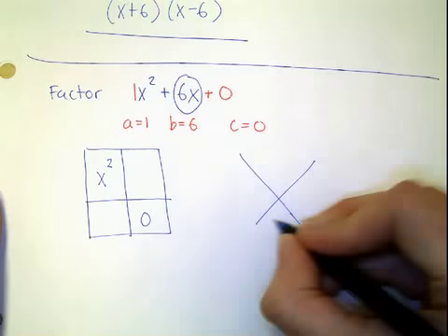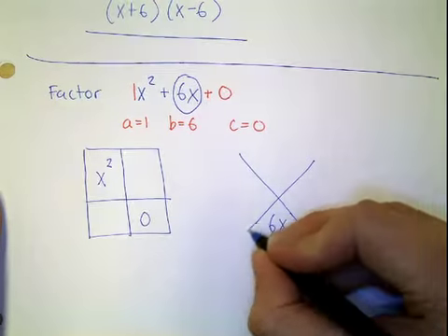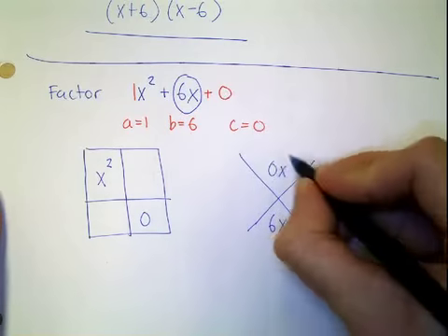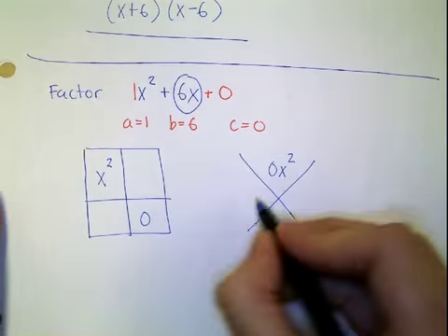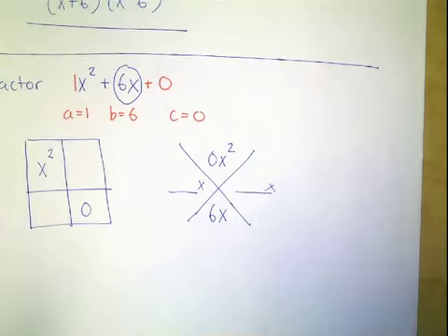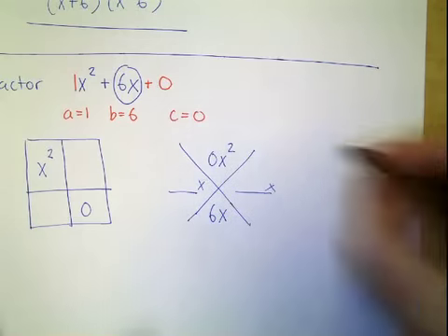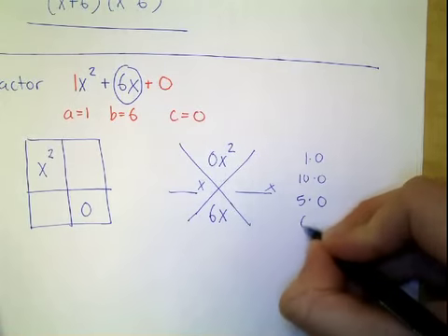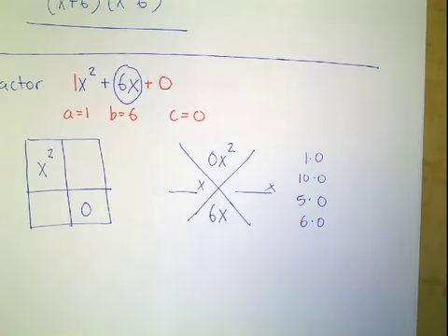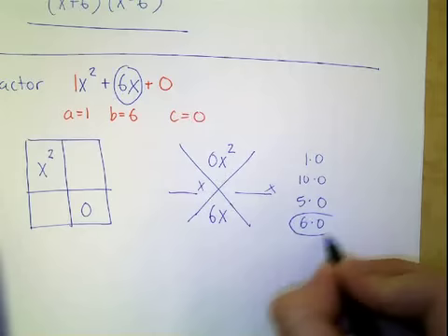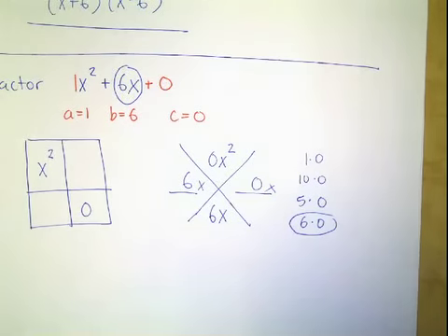And we're going to split the 6x up. So 6x goes in the bottom of my diamond here. And when you times these corners, you get 0x squared. You get 0. So I'm finding things that multiply to 0, but add to 6. Okay, there's like infinite things that multiply to 0. 1 times 0, 10 times 0, 5 times 0, 6 times 0. You could list out a giant list forever and ever. But you want to add up to 6. So obviously you need this one, because 6 plus 0 is 6. It's the best answer for us.